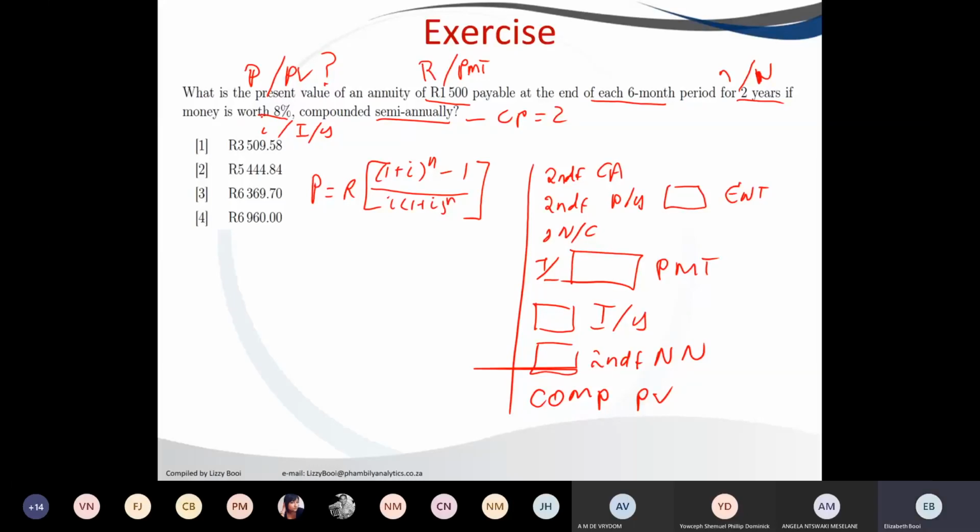Remember, I expect to see options or answers on the chat. You guys are doing the exercise, so somebody must start posting some things there, because that's the only way I will know if you guys know what you are doing.